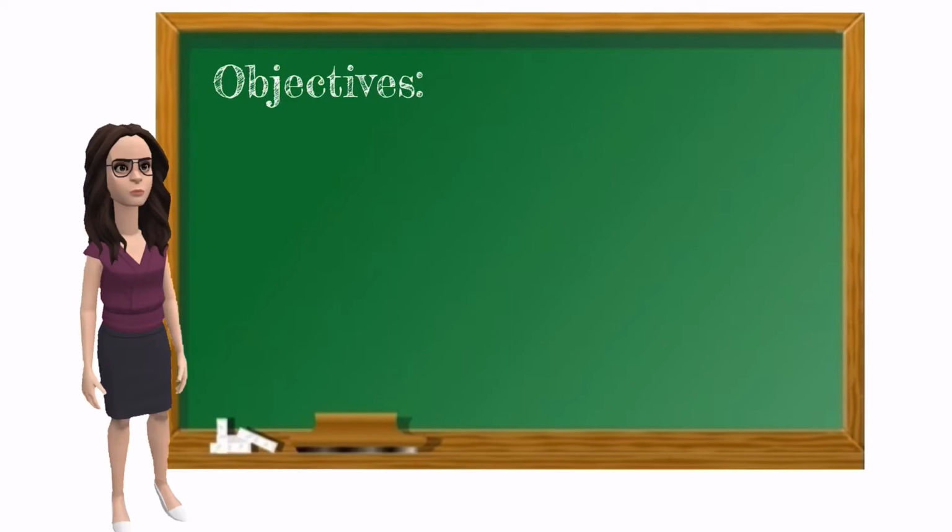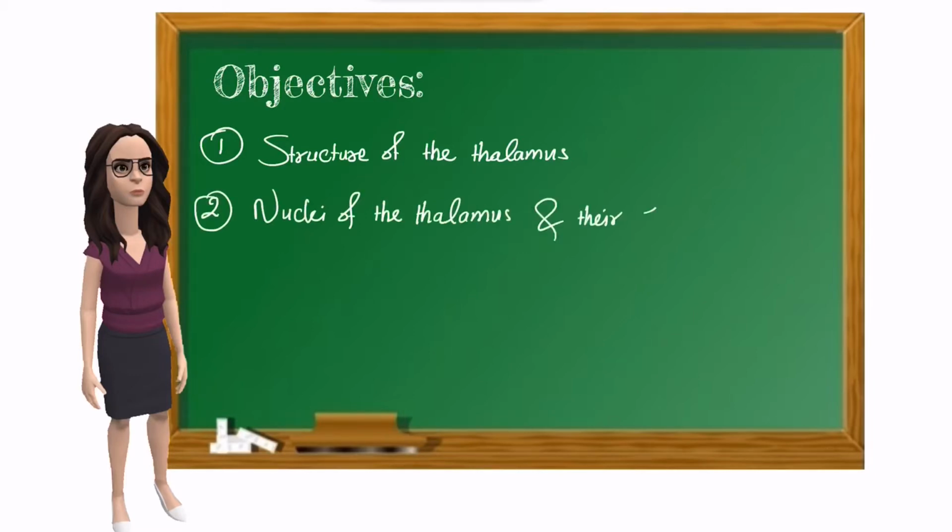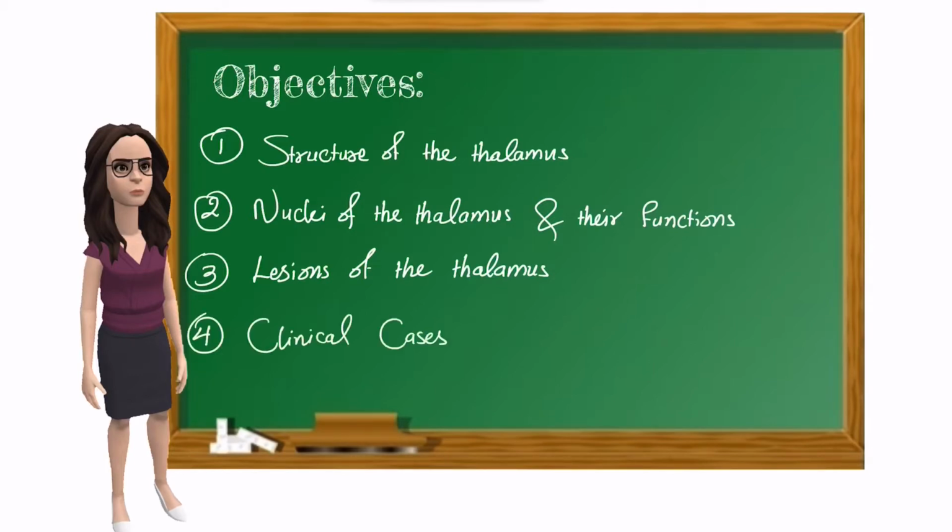So, let's see our learning objectives for today's class. First, we will discuss the structure of the thalamus, its location, function, and the blood supply. Second, the nuclei of the thalamus and their functions. Third, we will see the signs and symptoms if there are any lesions to the thalamus. And lastly, we will present some clinical cases for a better understanding of the topic.